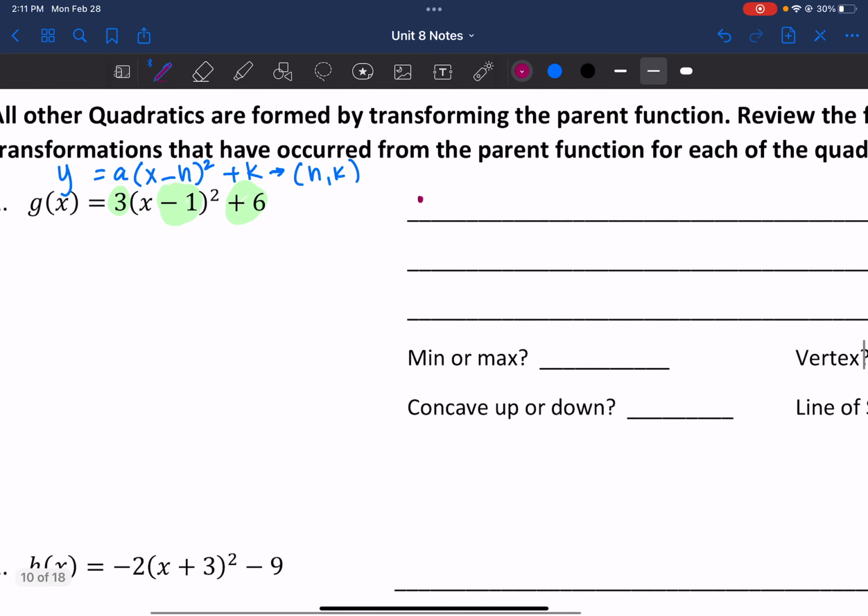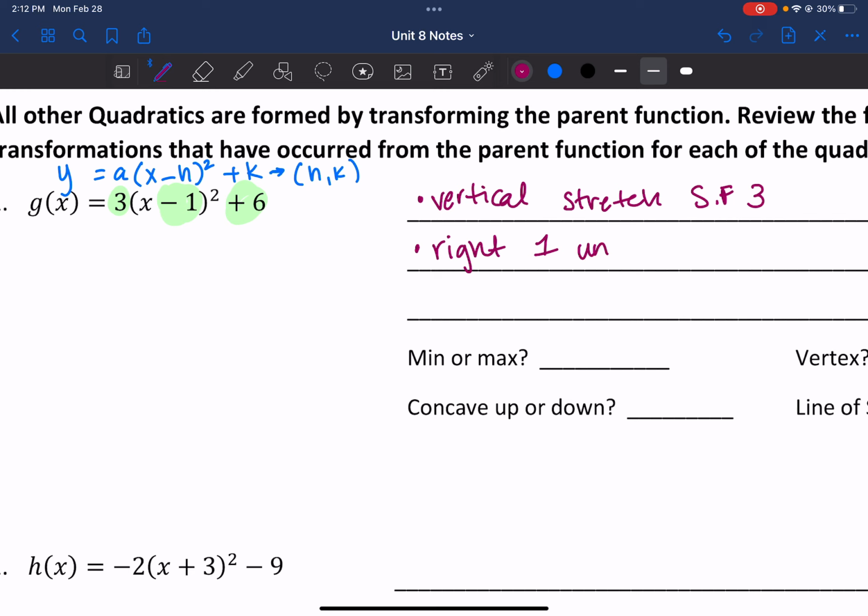So just to be very quick, the very front, when you're multiplying a number outside, this is a vertical stretch, and it's a scale factor of 3. All right, there's one. Now, when you subtract inside of a parentheses, you're moving the opposite of what you would normally think, so you're going to move right 1 unit. And when you're adding on the outside towards the end, this is just what you would normally think, so this is up 6 units. Bam, so there are my transformations. That's how we filled that out.